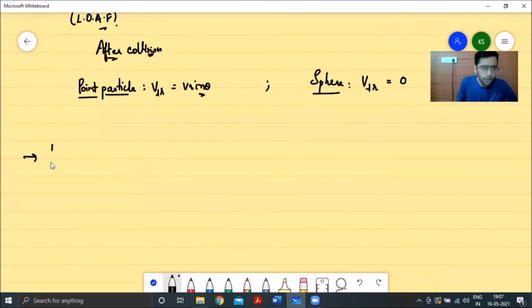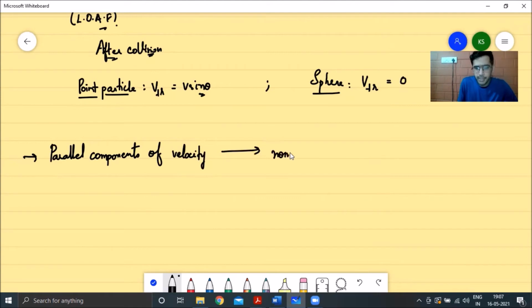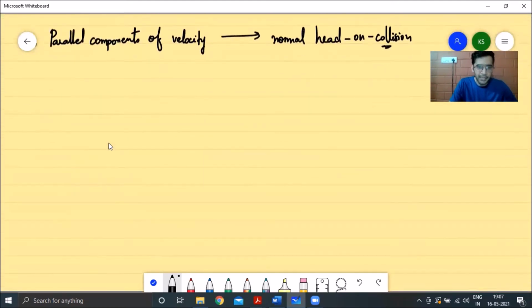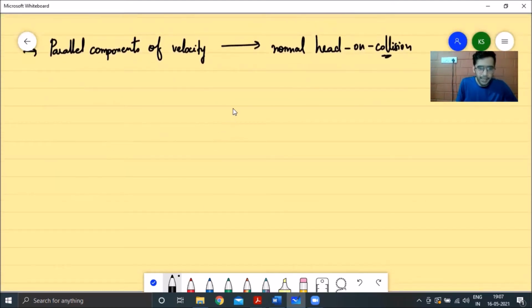We'll deal with the parallel components of velocity like a normal head-on collision. What do I mean by this? Let me draw only the parallel components of velocity. Let me ignore the perpendicular components because we already found those out. Let's deal with only the parallel components. How would your diagram look if I only had the parallel components of velocity?